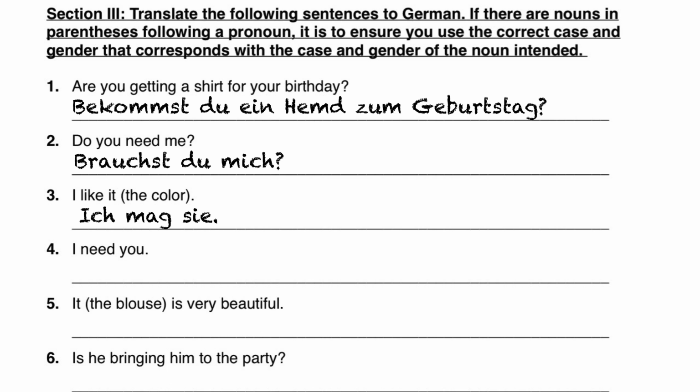Nummer 4. I need you. I is the subject, which means that we need the ich form here. Need is the same verb that we used in number 2, brauchen, so ich brauche. I'm going to assume that the you that they want here is the du form again, but since it's the direct object, or the accusative case, we have to use here dich. Ich brauche dich. I need you.